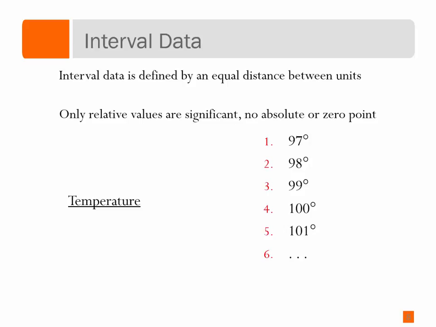Then we get to interval data. So with interval data, data is defined by an equal distance between the units. So only relative values are significant. Basically, there's no absolute or 0 point. So what we see here with interval data is that we have intervals. So 97 degrees, 98 degrees, 99 degrees, 100 degrees, 101 degrees. So what we see here is a 1 degree difference between each of these that is that equal distance between units.